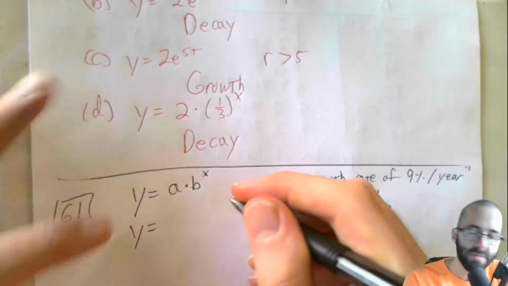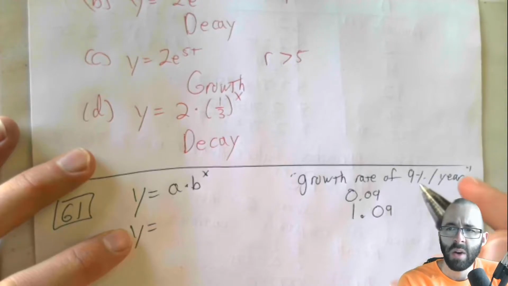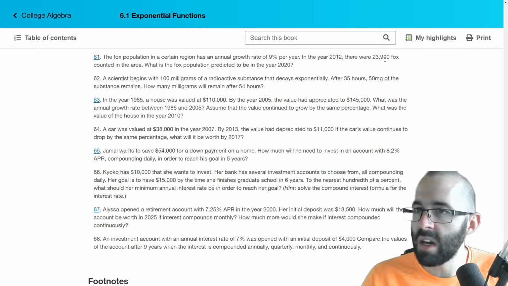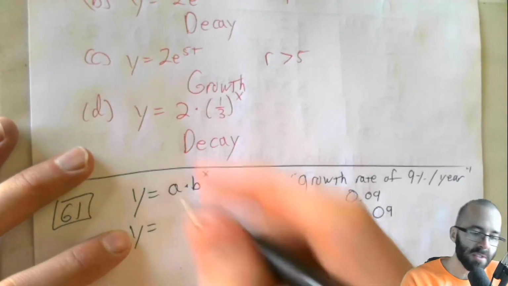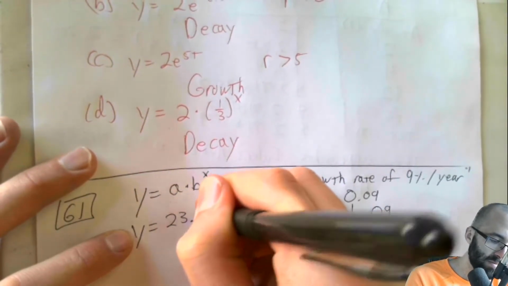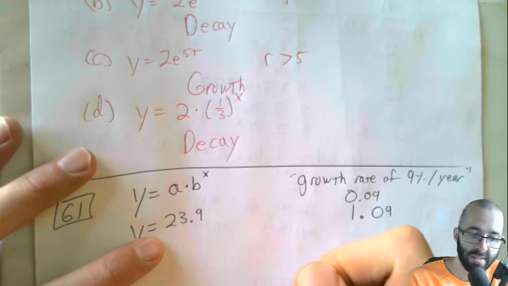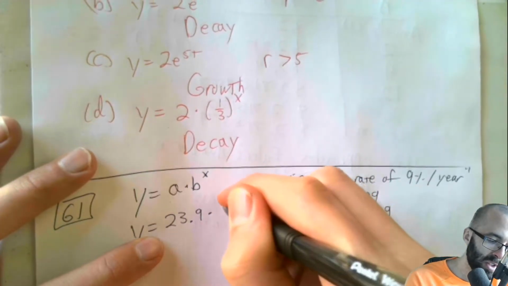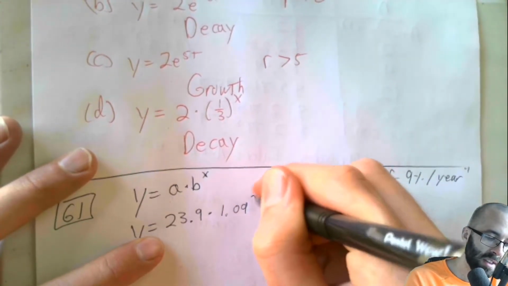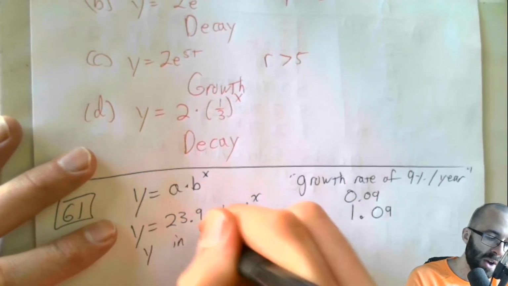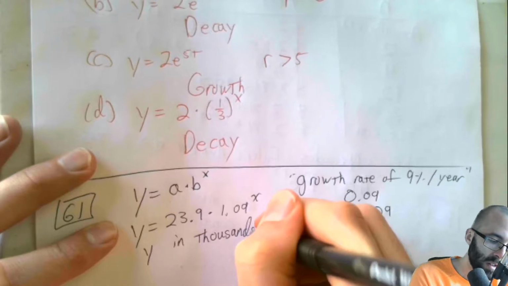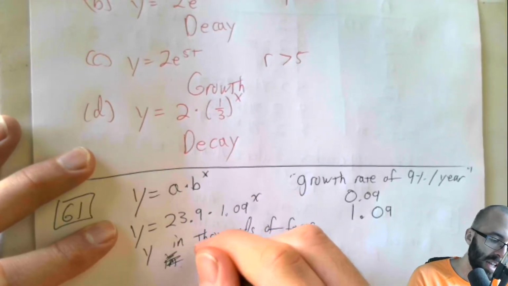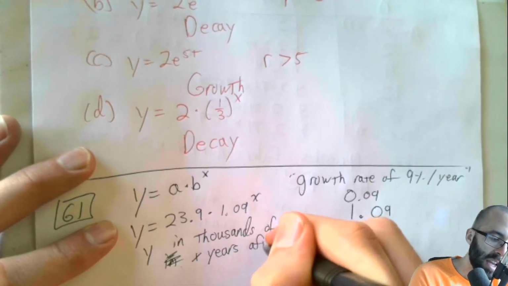This is number 61. Y is equal to A, our starting amount. In 2012, there were 23,900 foxes. That'll be our starting amount. You can do 23.9 if you want to do things in thousands, or if you want to write 23,900, that works as well, times B, which we just said was 1.09. That's our growth rate, to the X, where Y is in thousands of foxes, and X is years after 2012.